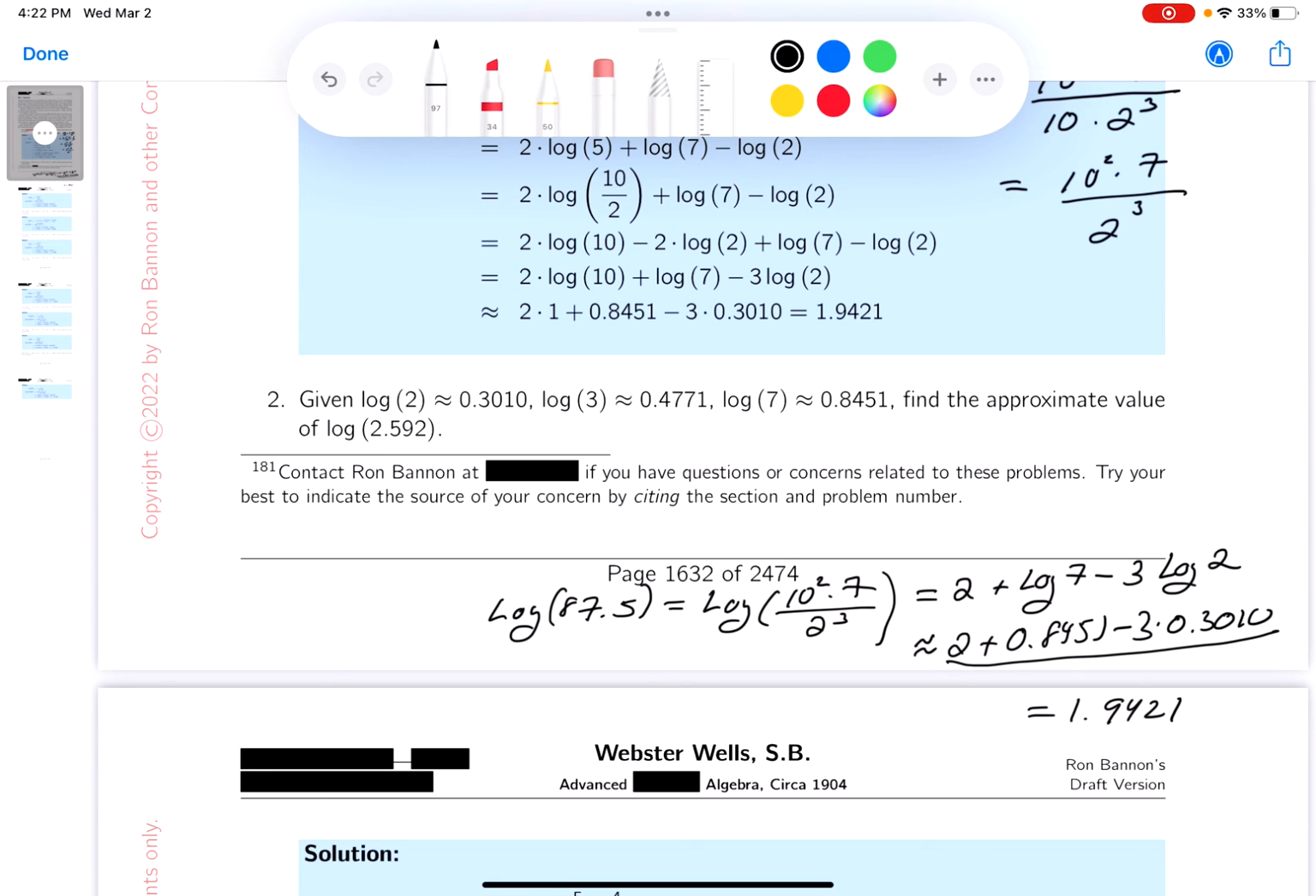All right, now historically this was very important. Somewhat important now when you start taking higher level courses, you're going to use logs to manipulate things.